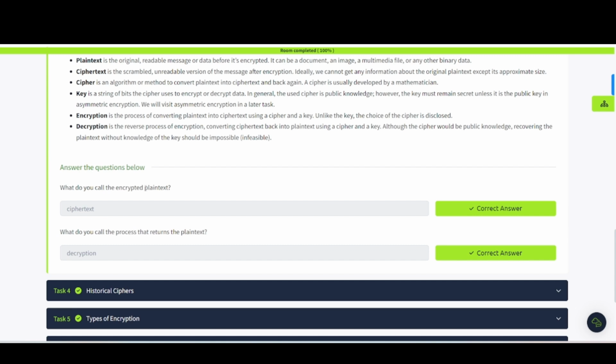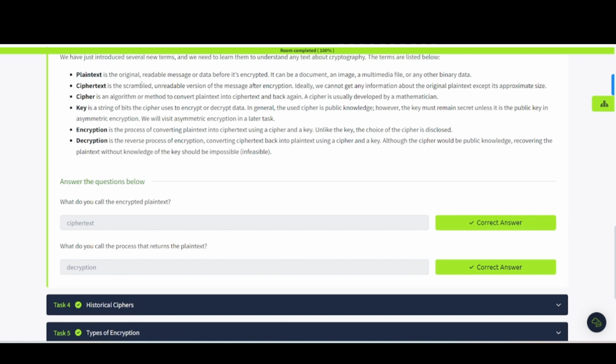All right, what do you call encrypted plain text? Well, that's going to be ciphertext, as we saw up here. It's a scrambled, unreadable version. All right.